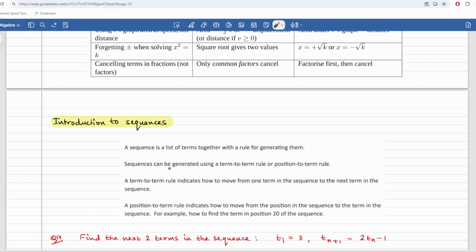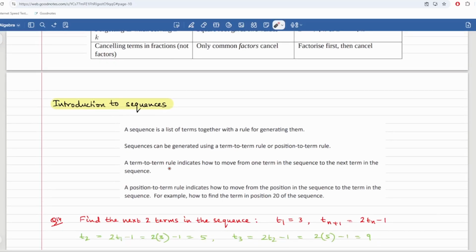For an example, find the next two terms in the sequence. In this question, t1 is equal to 3, t(n+1) is equal to 2tn minus 1. These are also called recursive sequences, and we will go through this in much more detail in M2. So if t1 is equal to 3, then put n equal to 1, you will get t2 is equal to 2t1 minus 1. That is the hint. Solve this question and then I'll show you the entire solution.